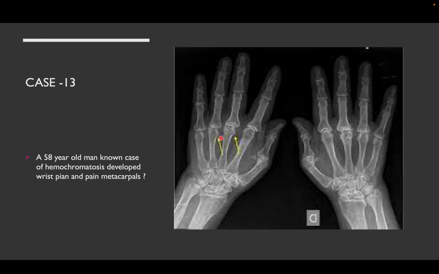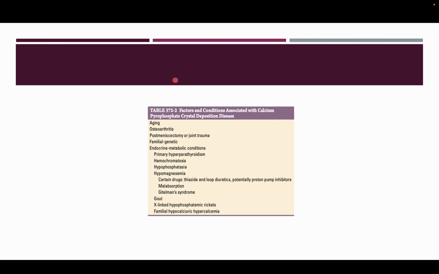CPPD deposition in the case of hemochromatosis. These hook osteophytes are classically seen in the case of CPPD related to hemochromatosis. These are all the causes of calcium pyrophosphate deposition. One is aging, osteoarthritis itself is a risk factor for CPPD. One is post meniscectomy or any joint trauma, or familial genetic ANKH mutation. And primary hyperparathyroidism, hemochromatosis, hypophosphatasia, hypomagnesemia that can be due to diuretics or proton pump inhibitors or Gitelman syndrome.